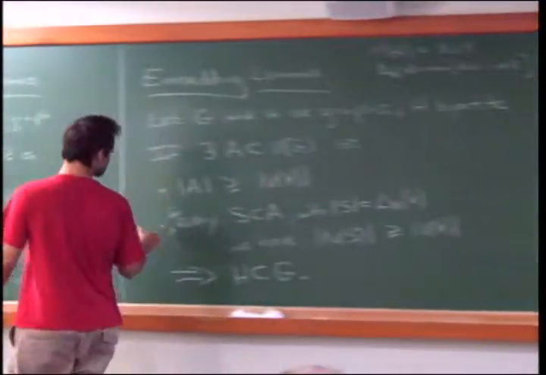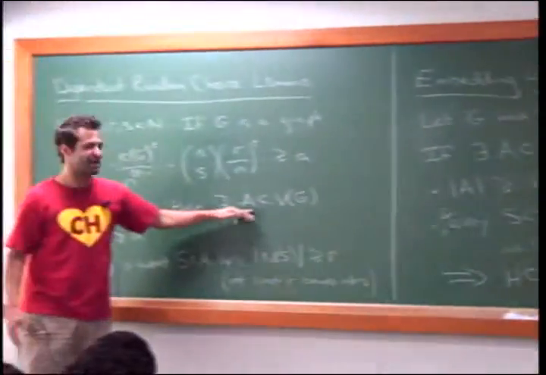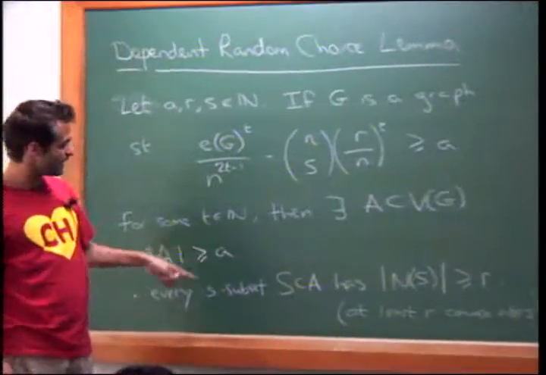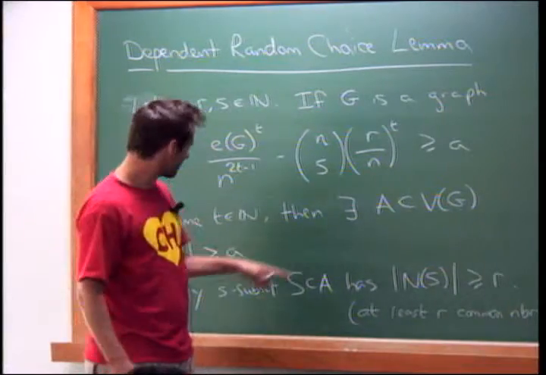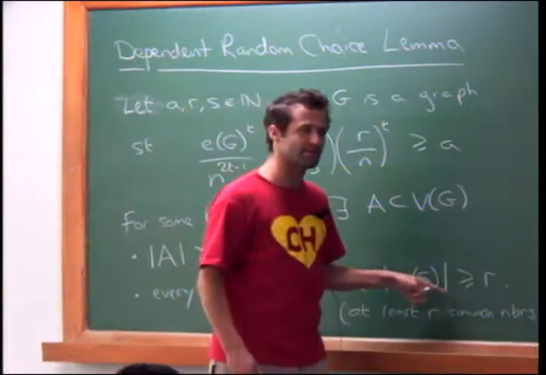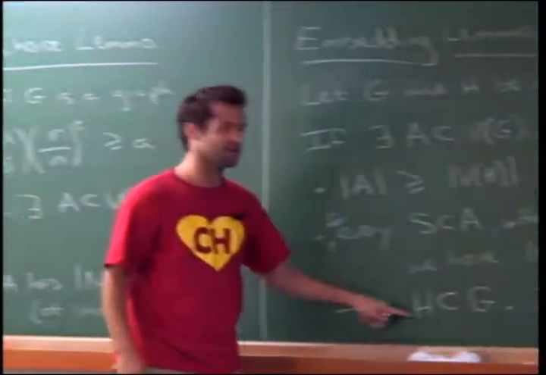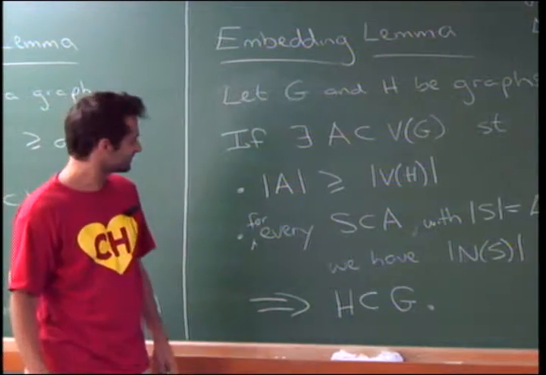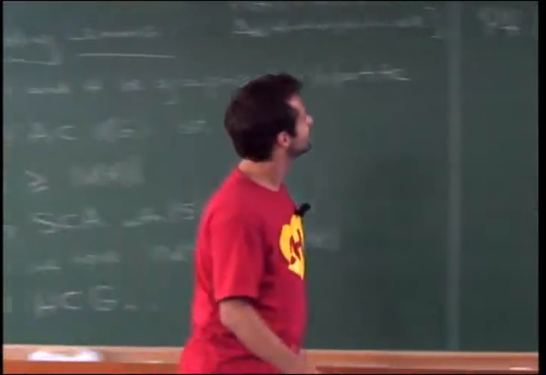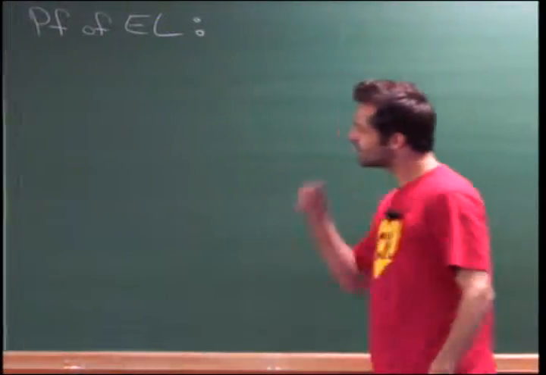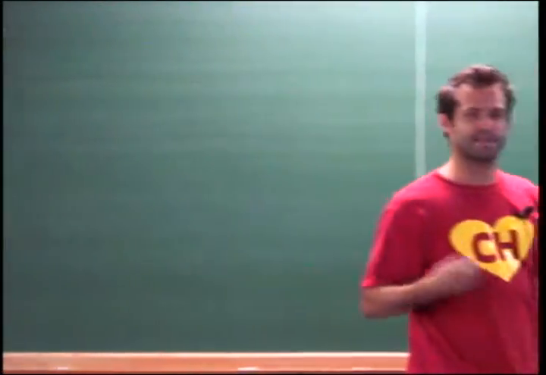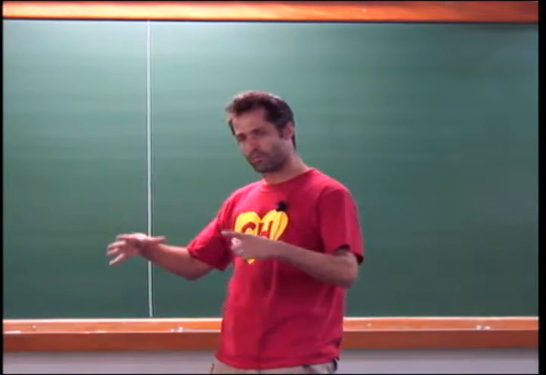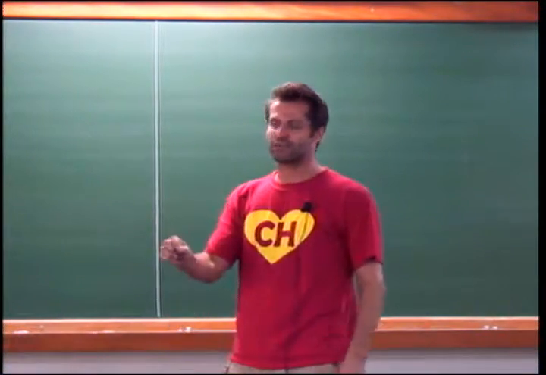So the claim is what? If you have a set A like you get from the dependent random choice, where it's reasonably big, and every subset of a given size has many common neighbours, then you can find a copy of whichever bipartite graph you want. The proof is very simple. The proof is basically you just embed greedily. You're trying to find a copy of H, and you just look for vertices one by one.